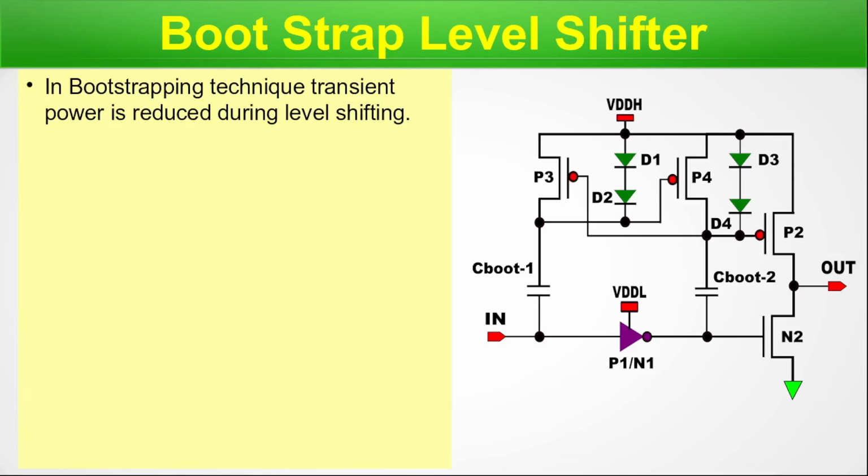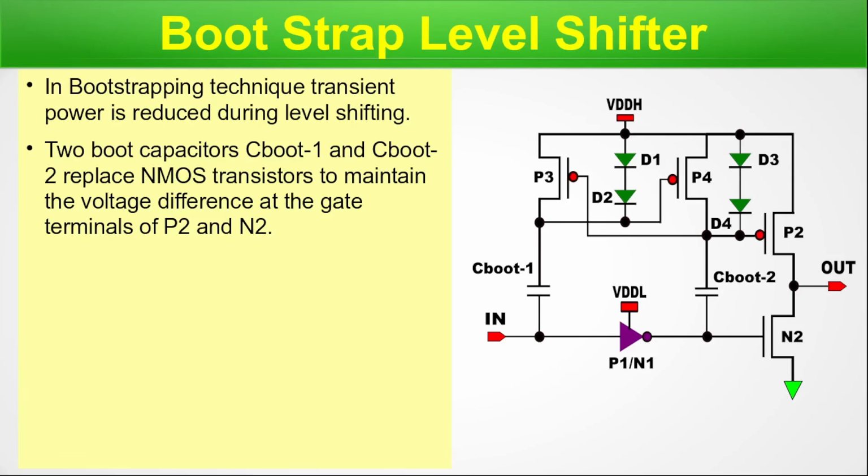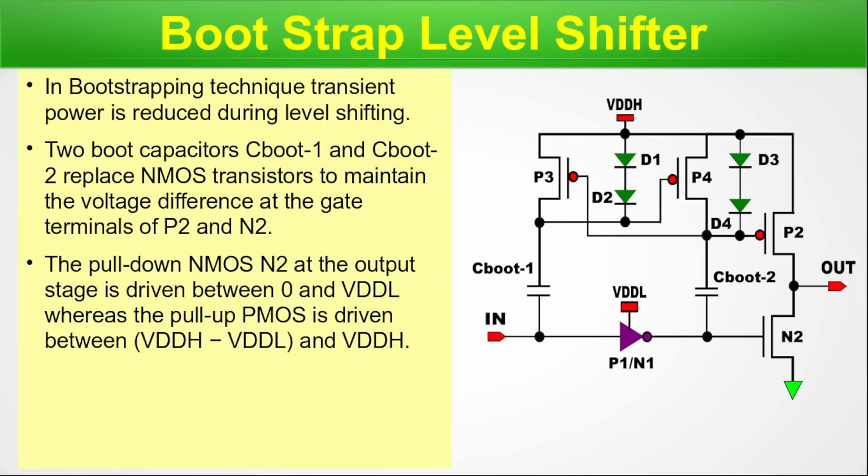and their interconnections. Two boot capacitors, C boot 1 and C boot 2, replace the NMOS transistor to maintain the voltage difference at the gate terminals of P2 and N2. The pull-down network NMOS N2 at the output stage is driven by 0 and VDD-L, whereas the pull-up PMOS is driven between the difference of VDD-H and VDD-L, and VDD-H itself.